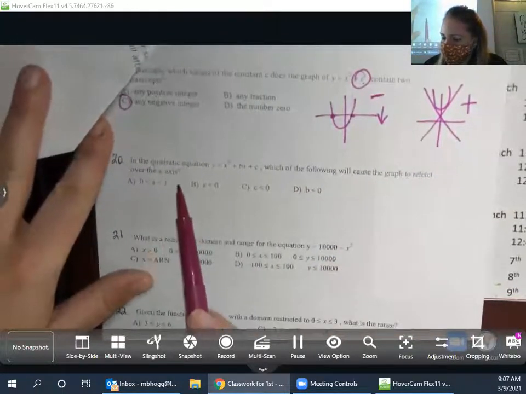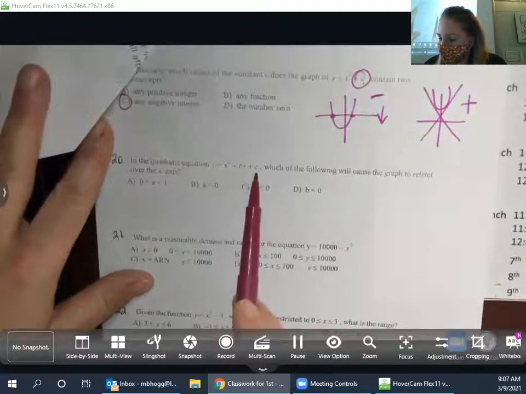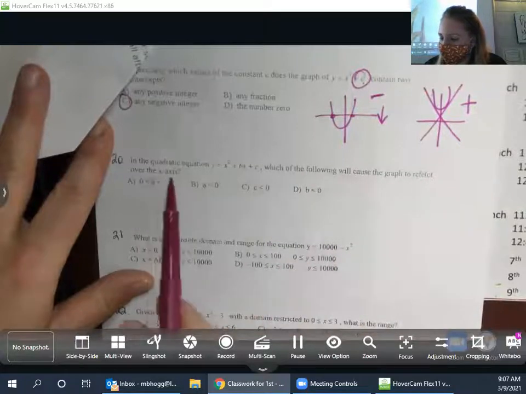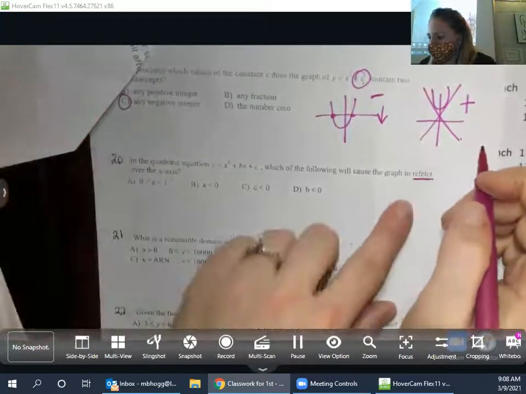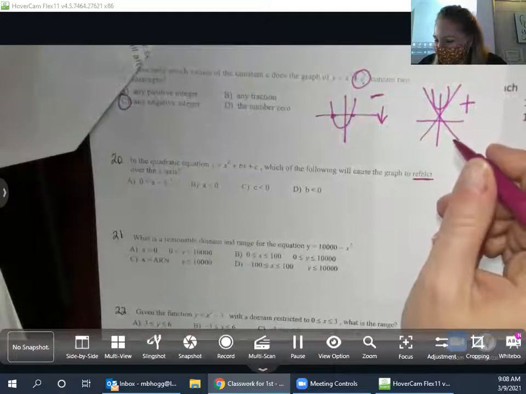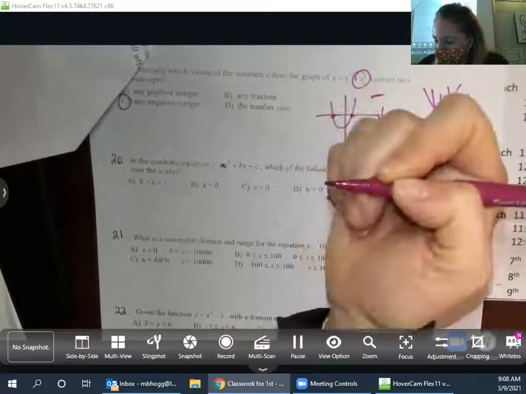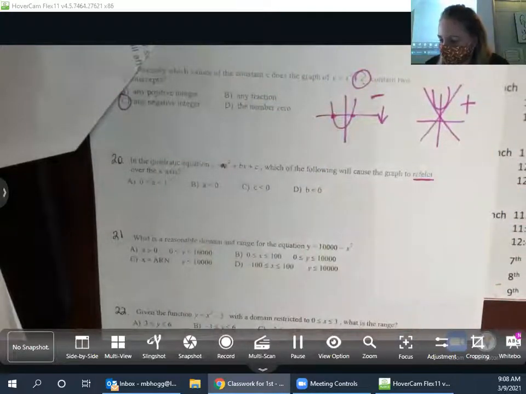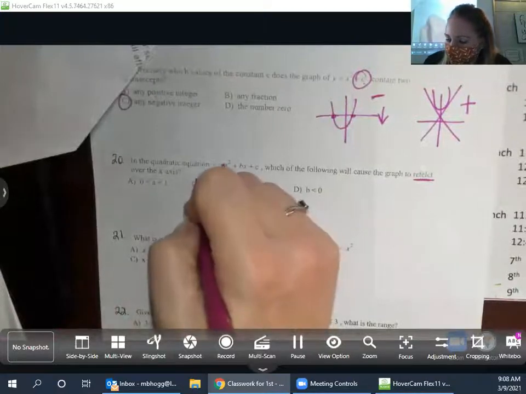Number 20, the quadratic equation y equals ax squared plus bx plus c. Which of the following will cause the graph to reflect over the x-axis? Which term has to be negative? This is an a right here in front of the x squared. The a, the b, or the c. Which one needs to be less than 0 to make it reflect? The a. The a has to be less than 0. B.